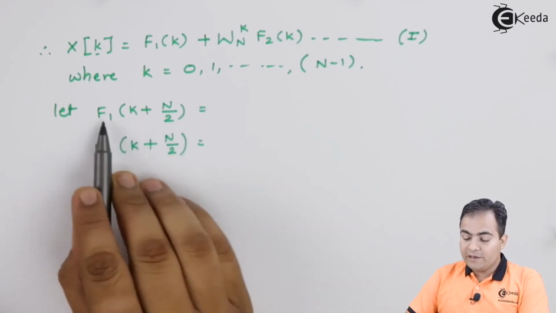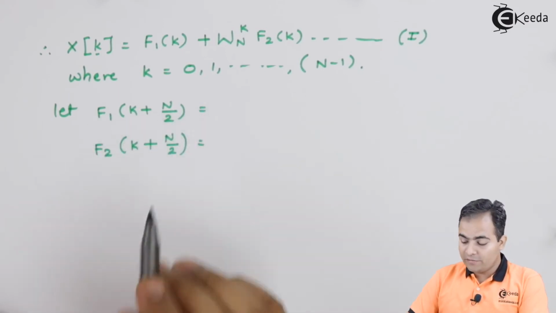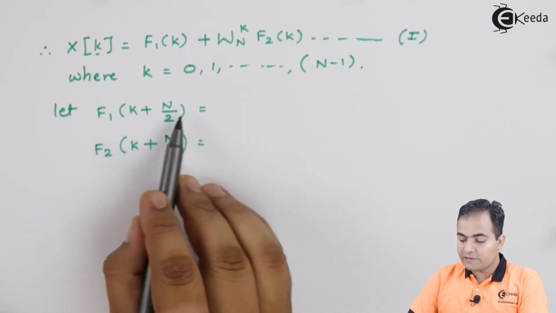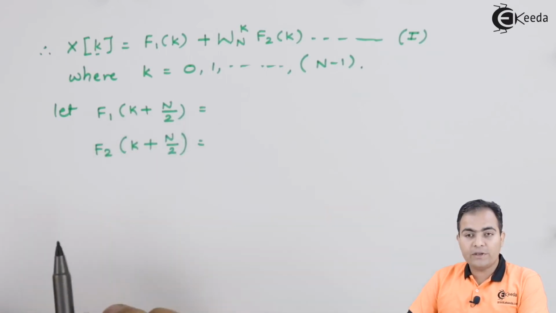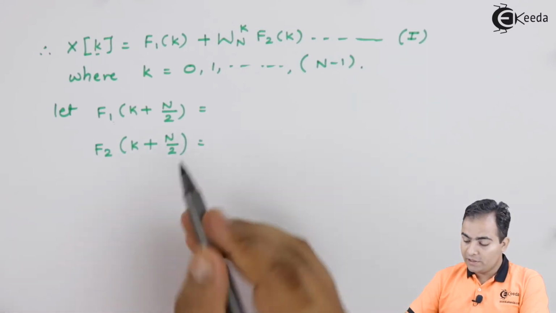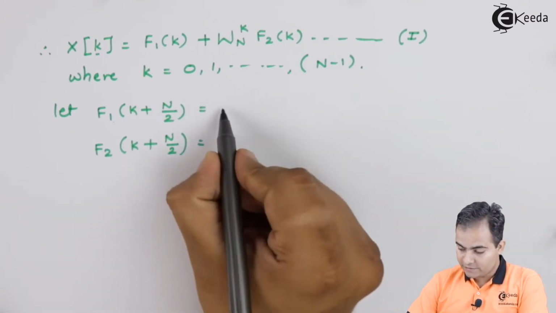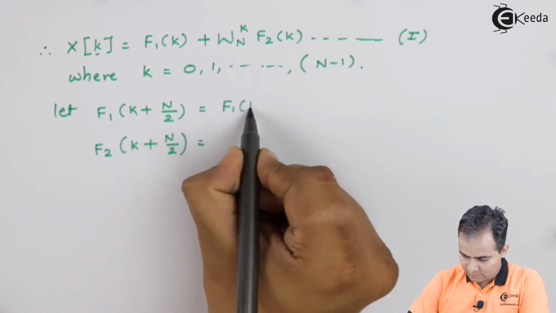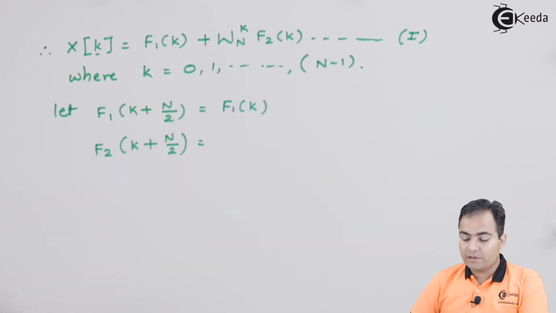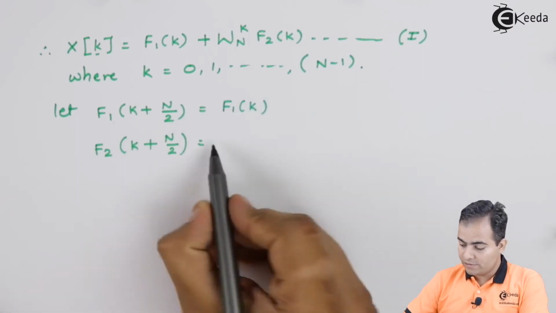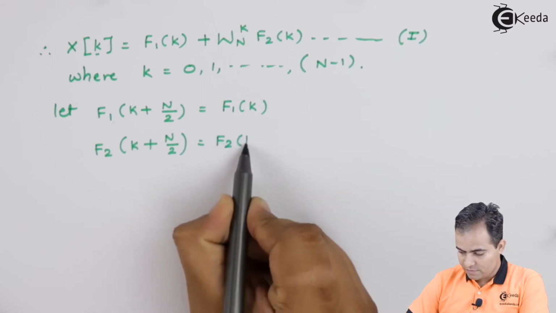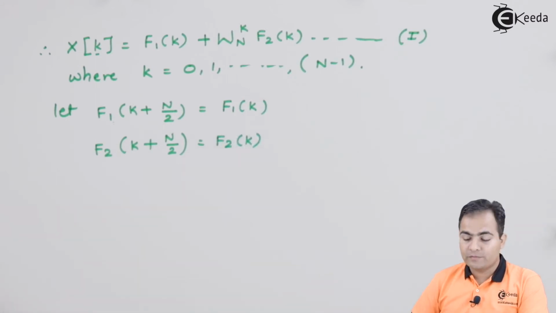Now, if we delete both these values by n by 2, then we have studied one thing. If we add n by 2 delay in my function f1 of k, that is k plus n by 2, then my result is always f1 of k. And this one is also f2 of k.